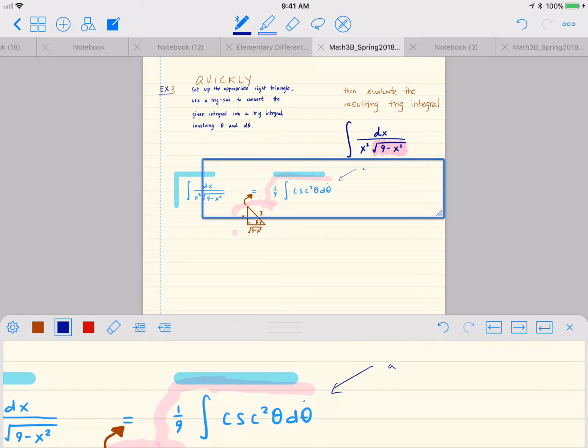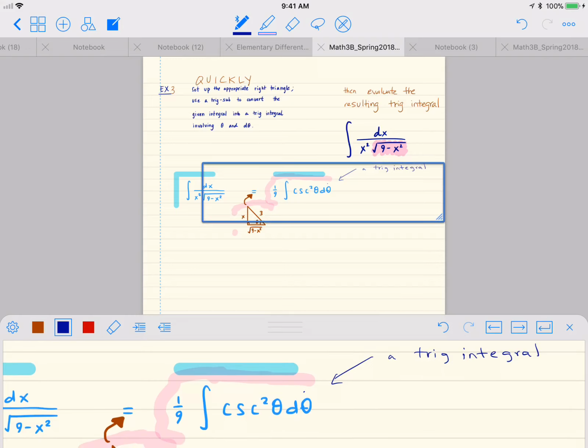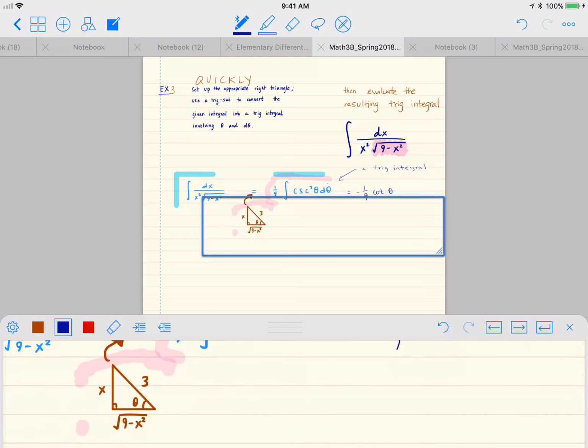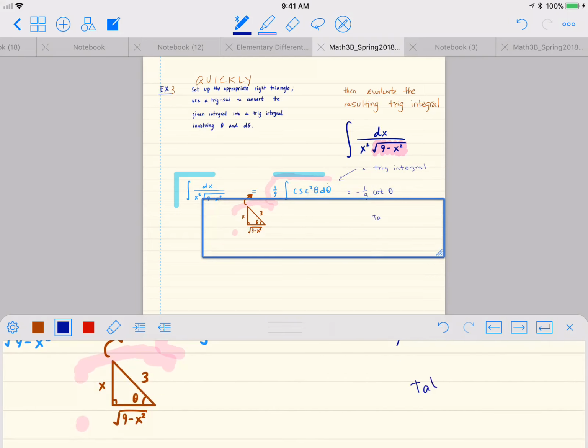So this is a trig integral. Sorry, this is a really easy integral because it's going to just be negative cotan of theta, right? So don't forget your table of basic integrals, because instead of scratching your head trying to figure out how to integrate this, it's on your table of basic integrals, okay?